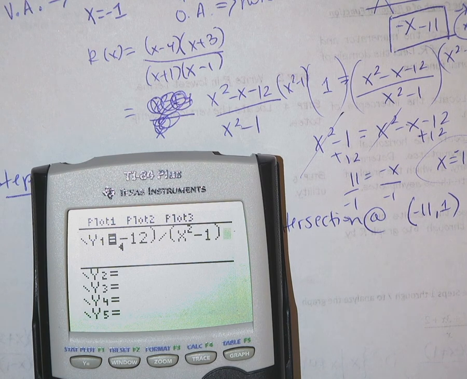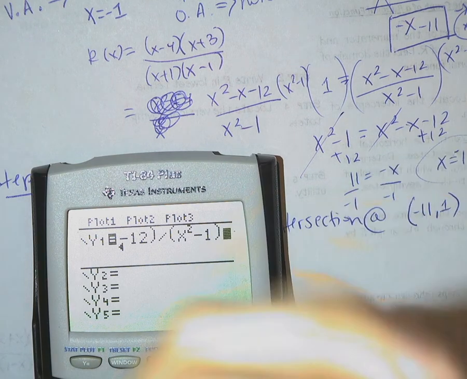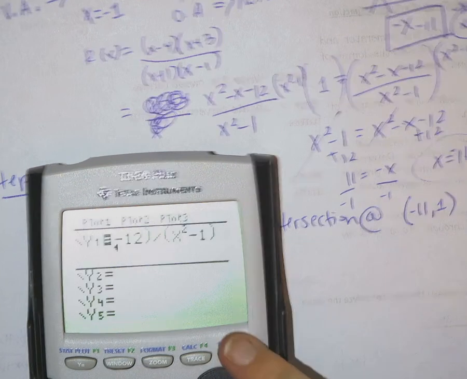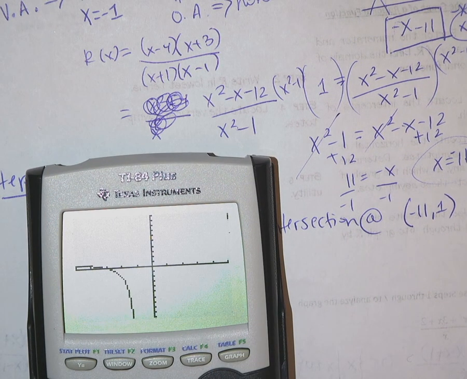Now, you have to be really careful with your parentheses here. Not only do you need the parentheses on the numerator, but you also need those on the denominator because you are dividing by the whole function of x squared minus 1, not just x squared, not just negative 1. So you need to make sure that you're very careful with your parentheses. Okay. Let's graph it.